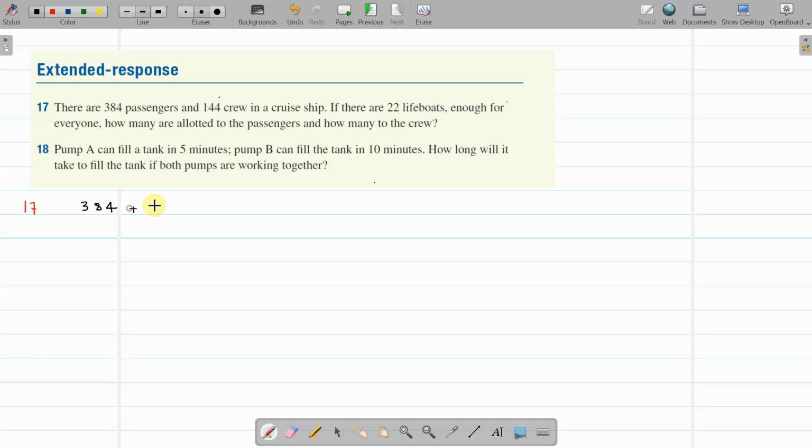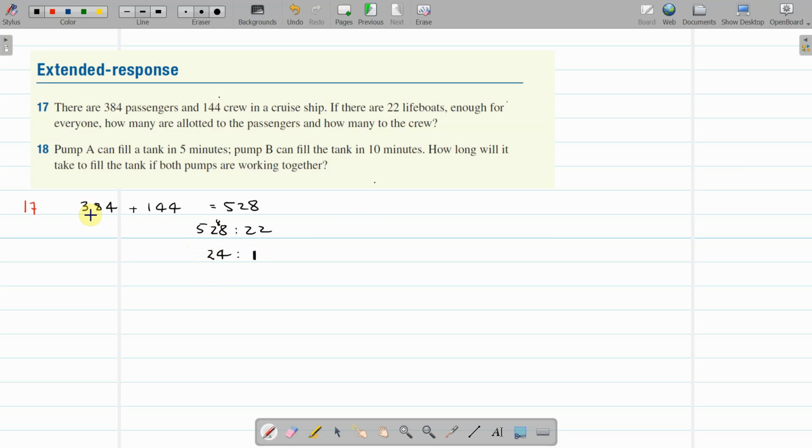I'm going to add up the total of everyone, and then we're going to split them into the lifeboats. 4 and 4 is 8, 12, 528. So the ratio of people to lifeboats is 528 to 22. So now if we can simplify this down to 1, we'll find out how many on one lifeboat. 22 goes into that twice with 84. 24 people per lifeboat, 24 for one.